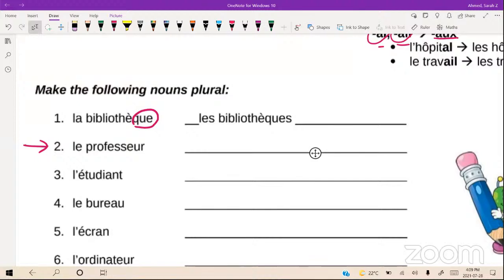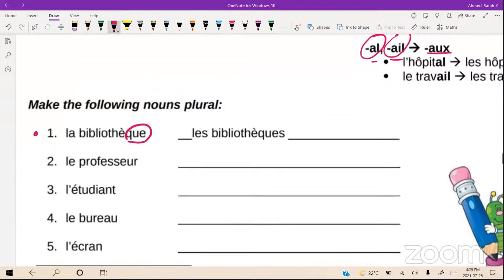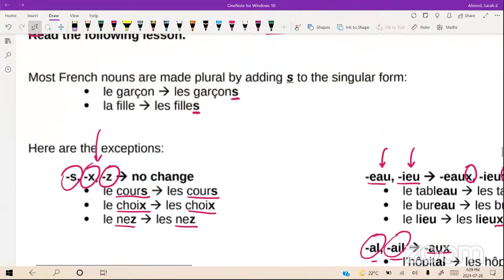Okay, yeah. So I was saying, let me show you example 1, how they did it. The first thing you want to do is look at the endings. This one ends with QUE. So we're going to look at our rules.